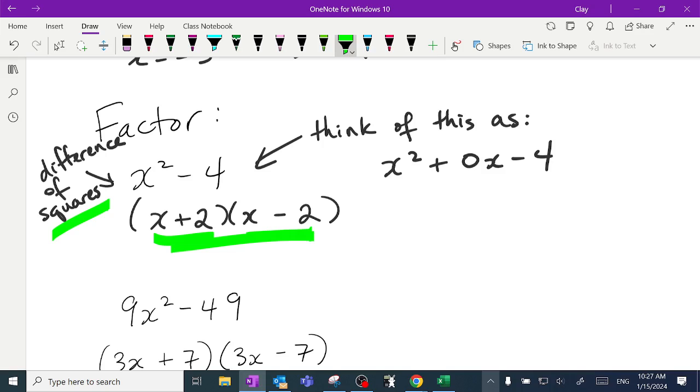Kind of a Dr. Seuss feel to that. Conjugate pairs, difference of squares. I will not eat them, Sam, I am.